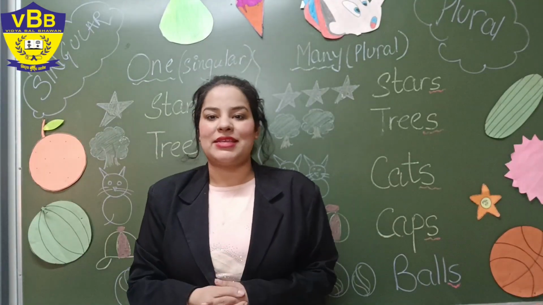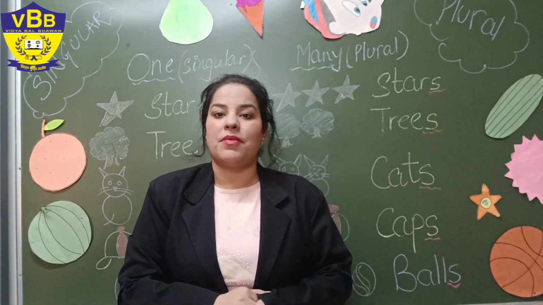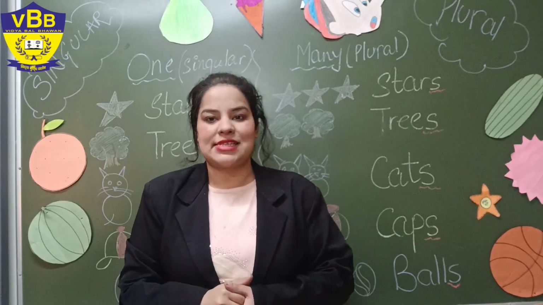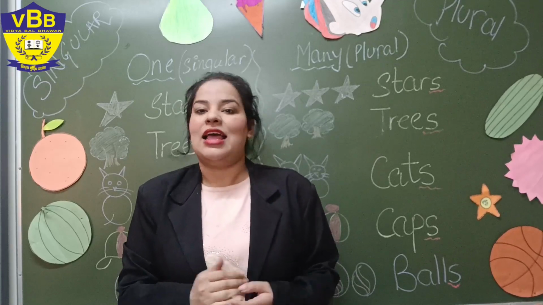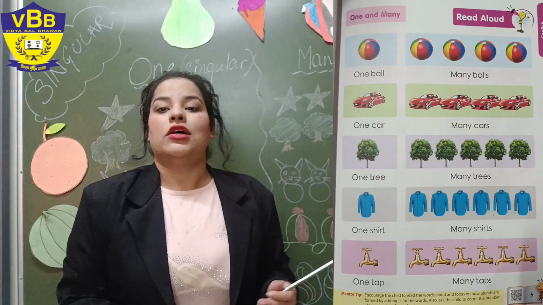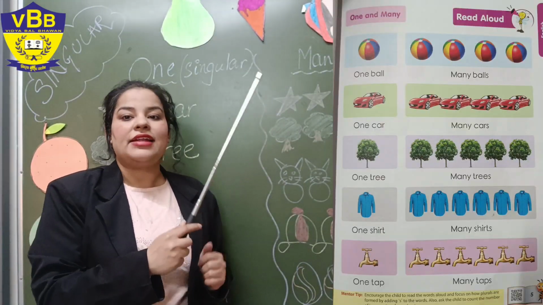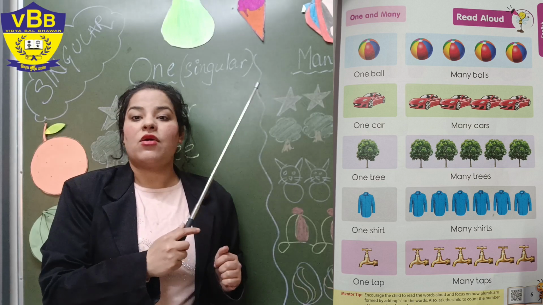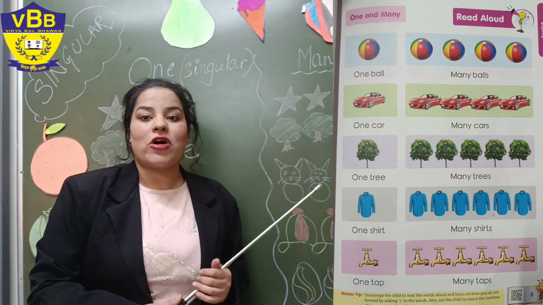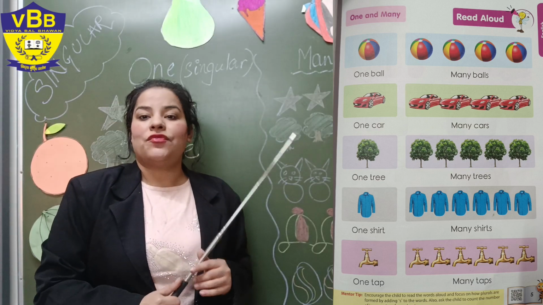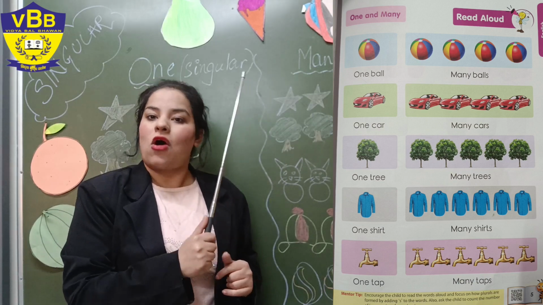Students, let's do some exercise. Open page number 5 of your book number 7, one and many. Let's get started. Students, what is this? On the left side, the first picture is a ball. And how many balls are there? One. So we use one for one object.